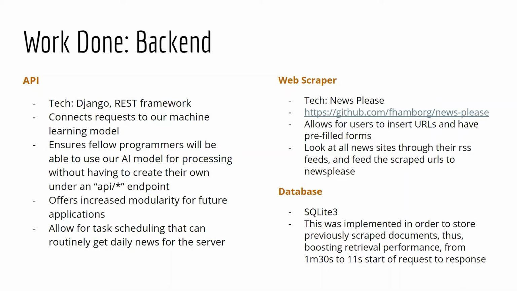And in the database, we use SQLite 3, and we also use caching to store previously scraped news articles. This was implemented in order to store previously scraped documents, thus boosting retrieval performance. And for qualitative data, we helped our retrieval time go down from 1 minute 30 seconds to 11 seconds from start of request to response time.